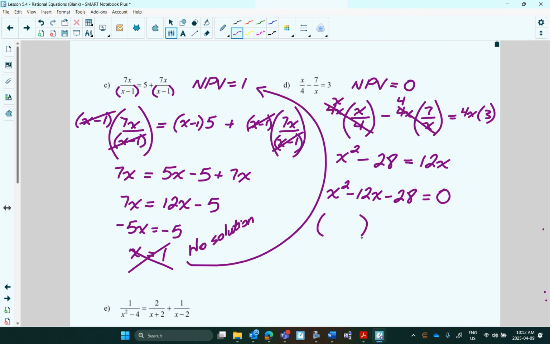It's a trinomial. X minus 14, x plus 2. Yeah, 7 and 4 won't work in this one, unfortunately. Remember, we're not done. We actually have to solve these things. And how do we solve? We make each factor equal to 0 and find x. So x equals 14. Negative 2.